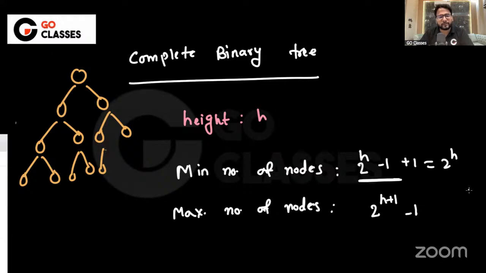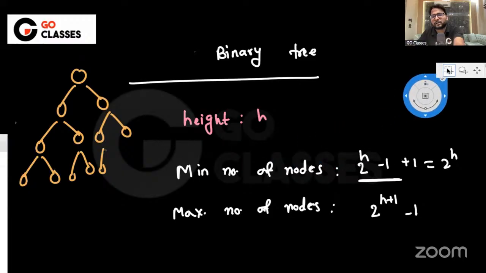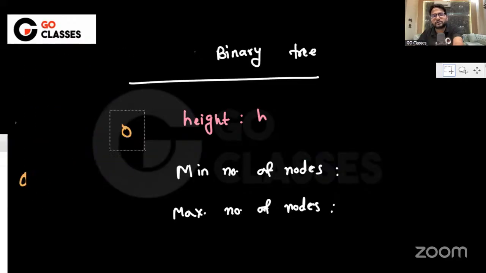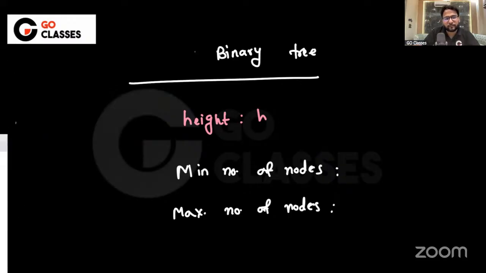In a complete binary tree, they can ask minimum or maximum only, right? But suppose they ask you the same question, minimum and maximum, for a general binary tree. I mean just a binary tree. They don't say it is complete or anything else. It could be anything, I mean, it need not be complete. Suppose they say height is h. So what is the maximum number of nodes for the height h?